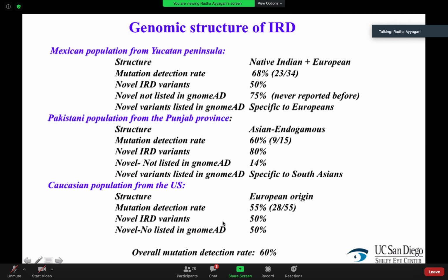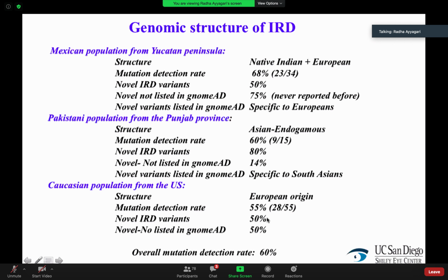The third population we studied is the European population, Caucasian individuals from the US with European origin. Here we have the lowest discovery rate. That could be because of bias in the selection of pedigrees. The pedigrees that are generally referred to us are pedigrees where others could not identify mutations, so maybe it's challenging to find these mutations. That could be the reason for the low detection rate here.